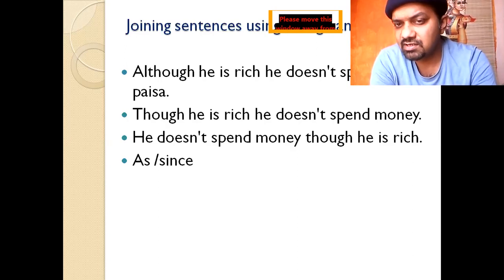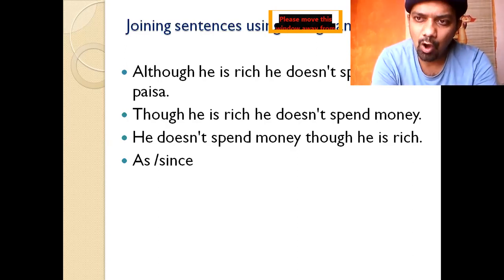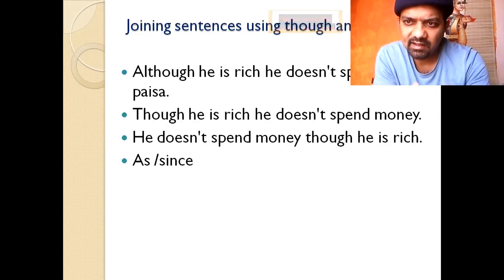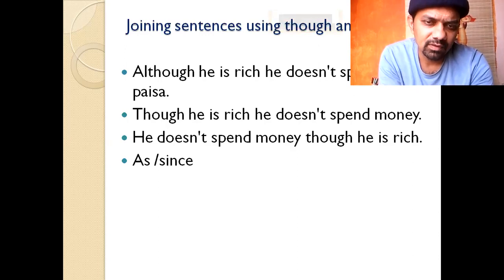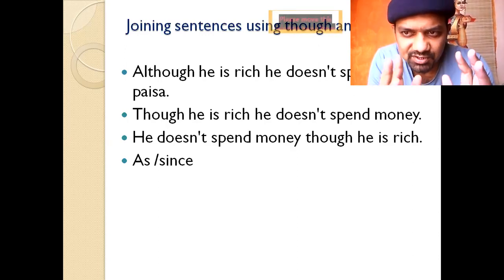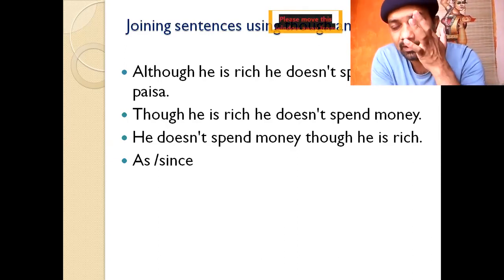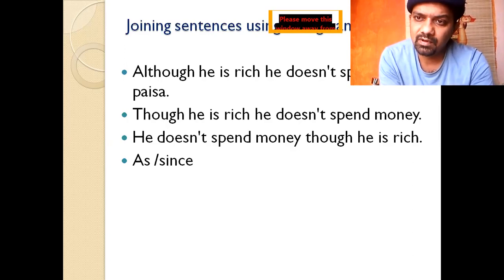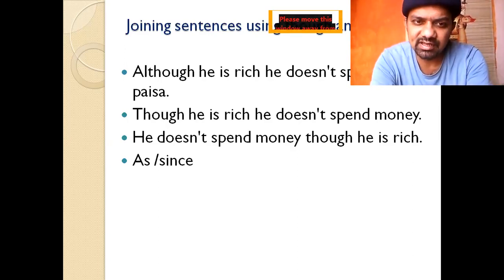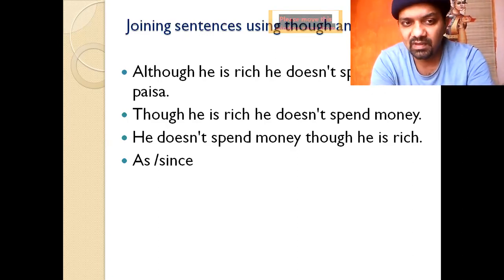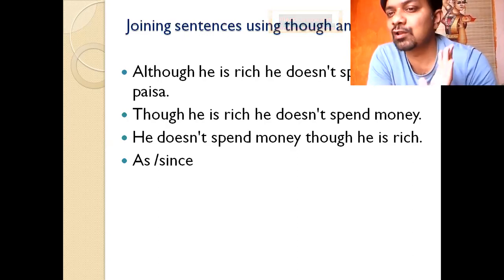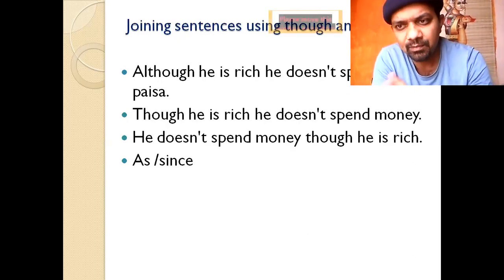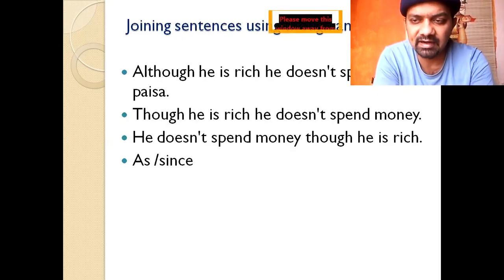Although he is rich, he does not spend a single paisa. Though and although, when there is a contrary opinion, a contradiction, we use though, although. We call them conjunctions, as they join sentences. Though he is rich, he does not spend money. Though can be used in the middle, as I said. He does not spend money though he is rich. We can't say, he does not spend money although he is rich. Although has to be used in the beginning of the sentence. Though can be used at two different positions.